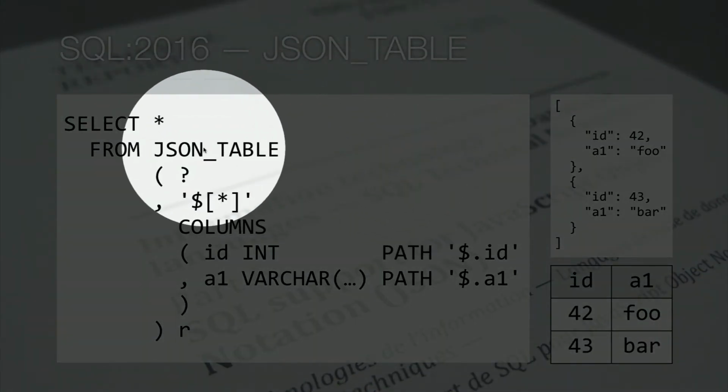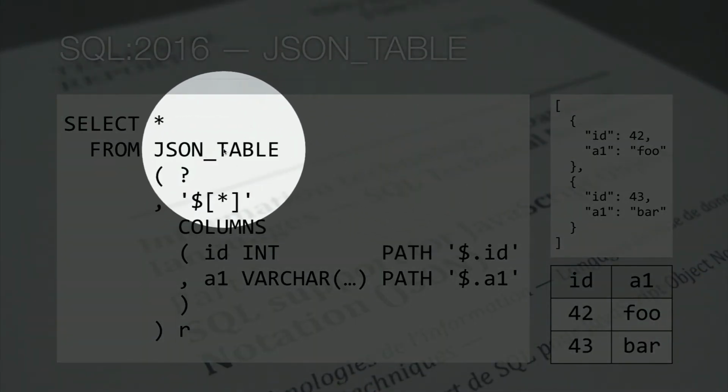So here we have the name, JSON table. You use it in from clause because it's a table function. It gives you a table as a result.